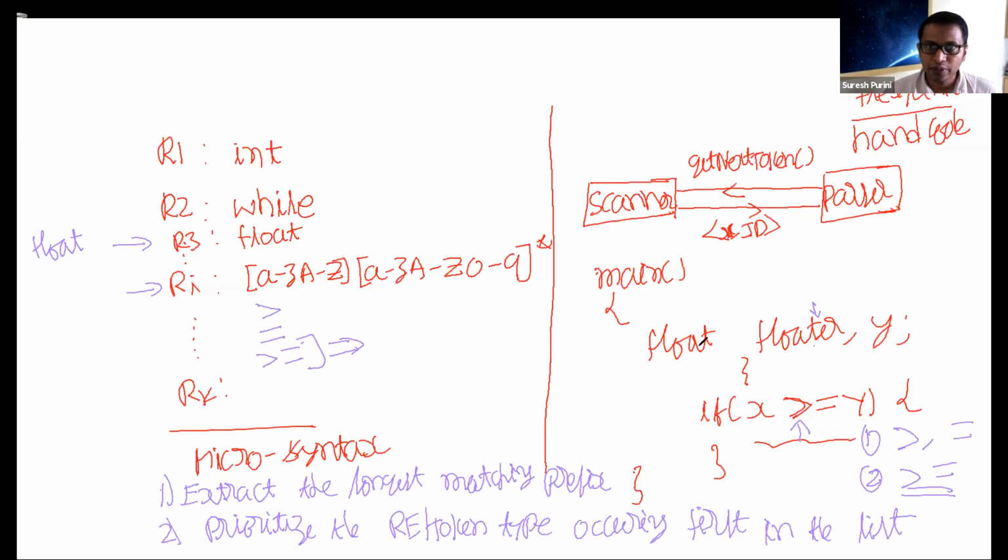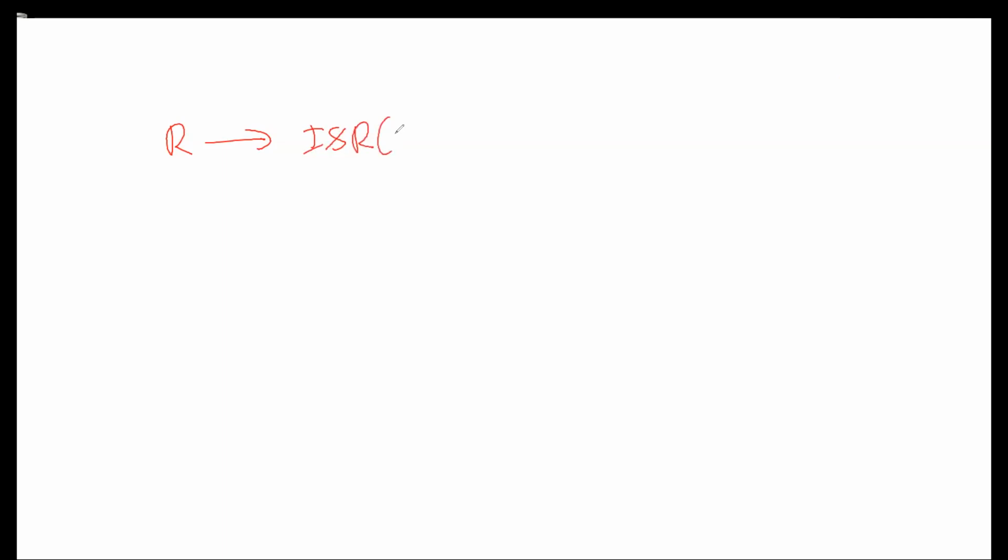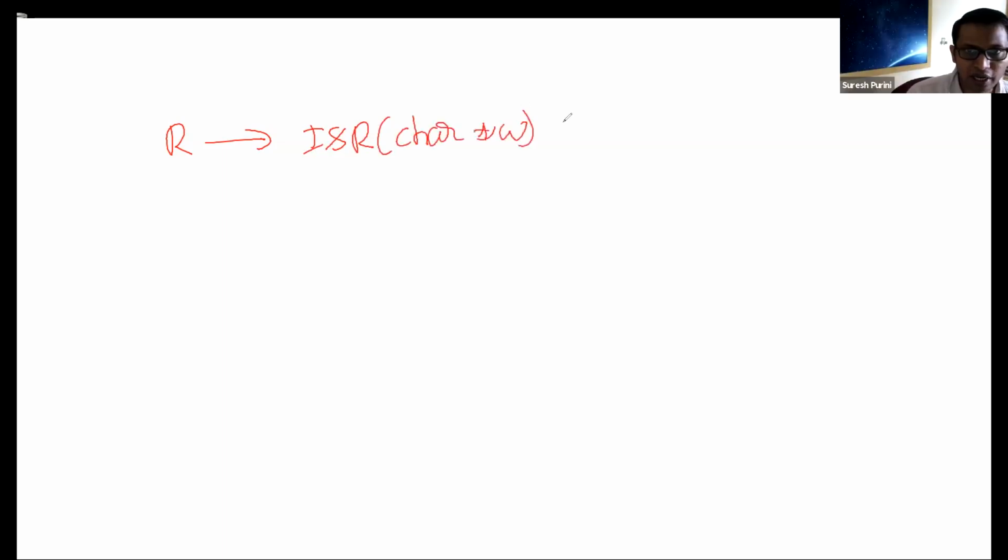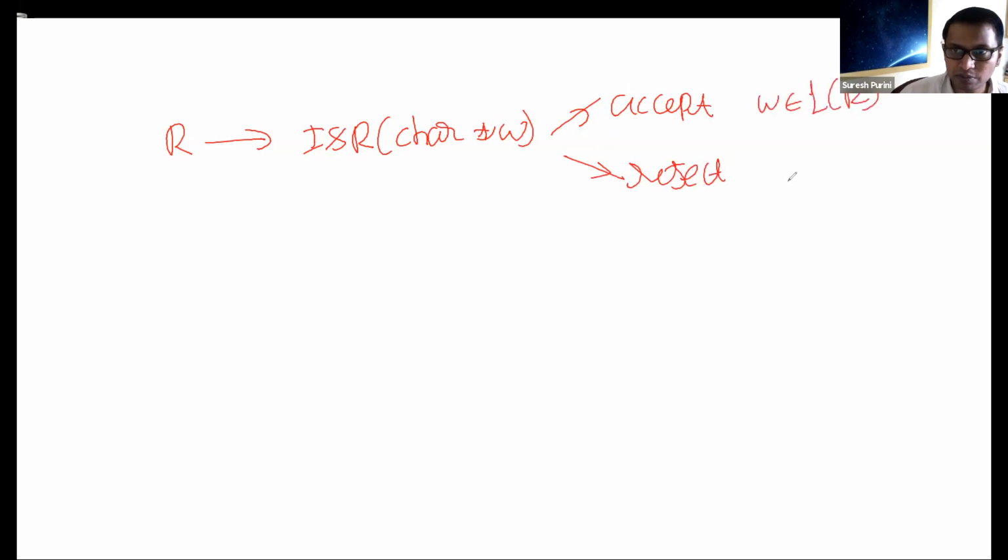So now, as we have seen in the last class, given a regular expression R, we want to generate an isR function, which takes a string W as input and either accepts it or rejects it. It accepts it if W belongs to the language described by the regular expression R. Otherwise, it rejects it.